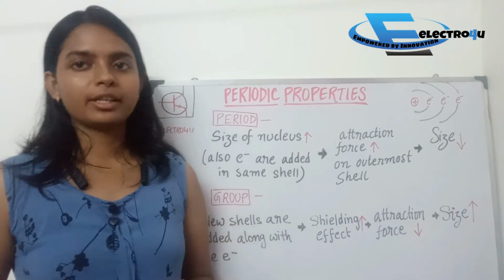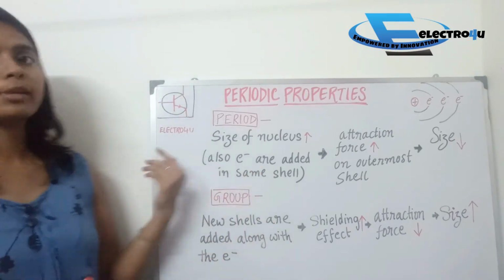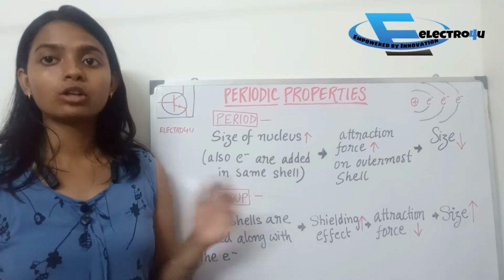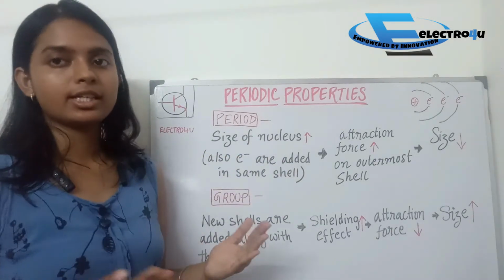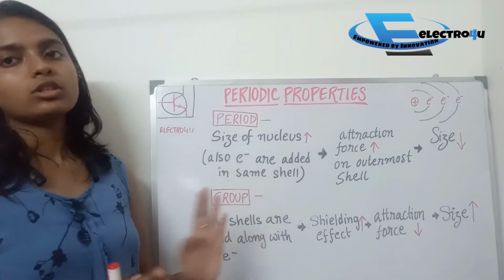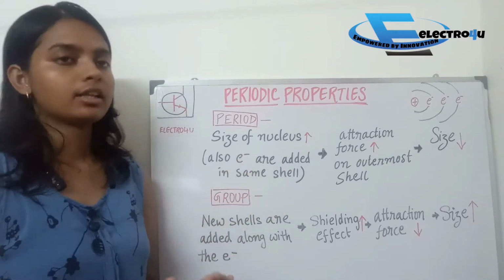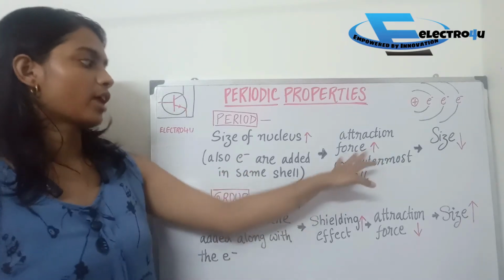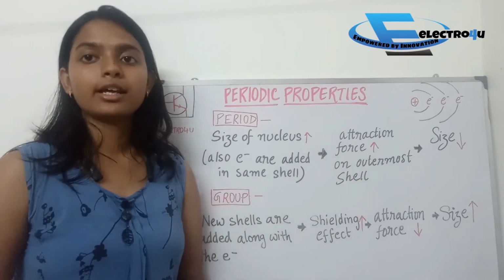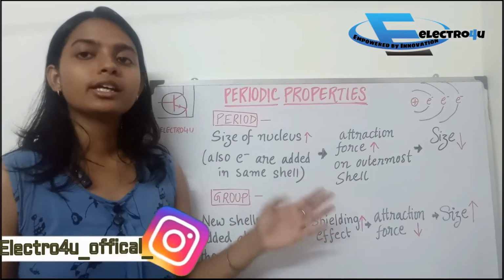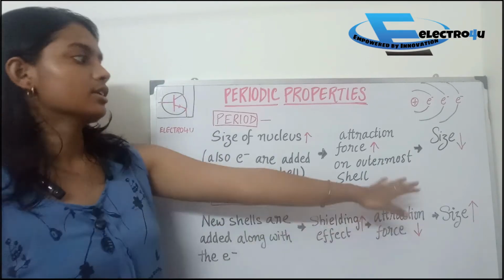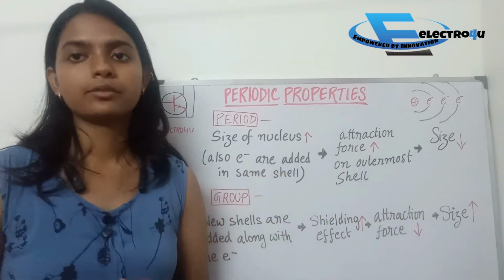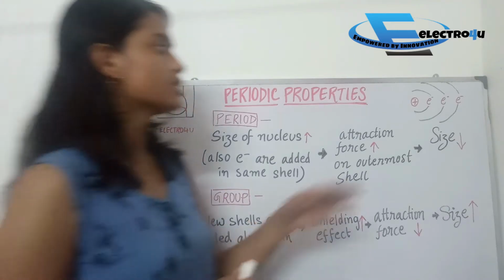So in the periodic table, as we move from left to right, that means along the period, what happens? The size of the nucleus gets increased, and also the electrons are added in the same shell, due to which the attraction force on the outermost shell gets increased, and that's why its size gets compressed and the size gets decreased.